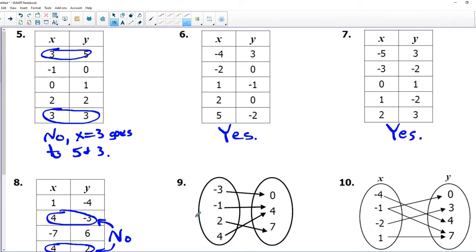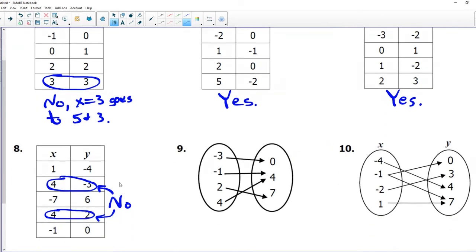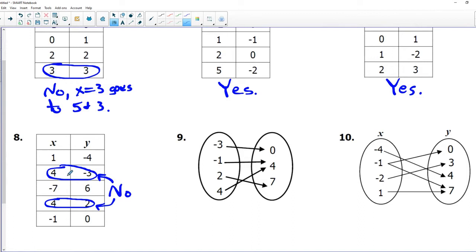All right, I realized that I didn't scroll down far enough for number 8, but I think you could have seen the reason why it's a no. Anyway, 7 is a yes. Each x value is different, so there's no issue with any x value being used for 2 different y values. 8 is a no because of the x value of 4. It's going to -3 and 2.